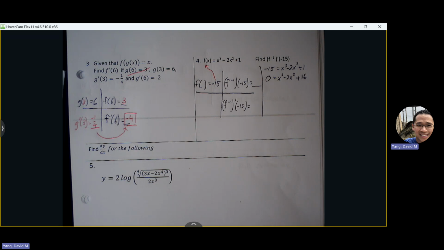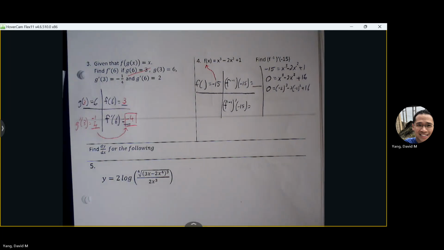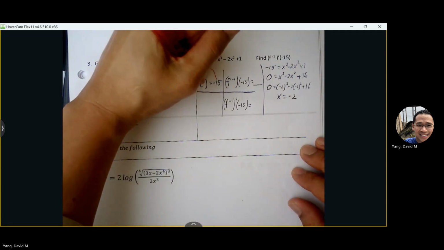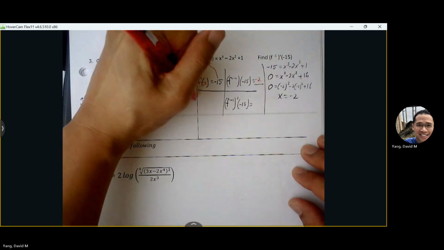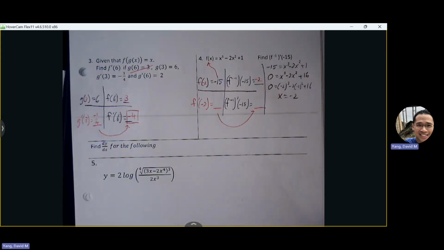Two gives me, let's see, 8 minus 8. Doesn't quite work, but what if we try negative 2? So negative 8 minus 8 is negative 16. Negative 16 plus 16 is 0. Okay, so now we know x equals negative 2 works. So if I can find f prime of negative 2, then I can use that to get to my answer.